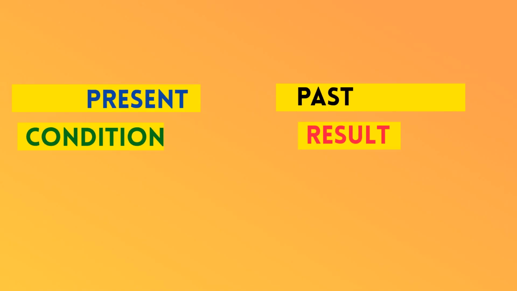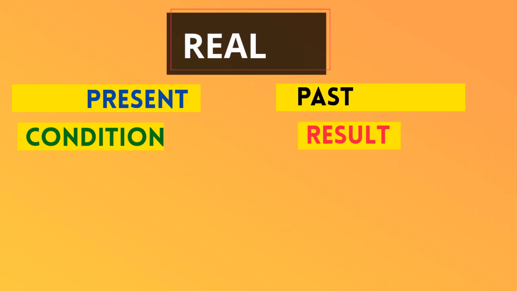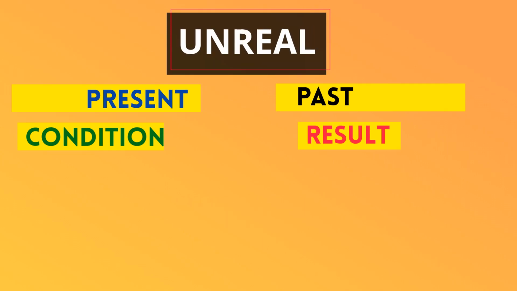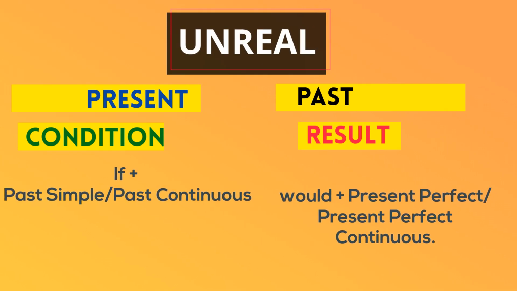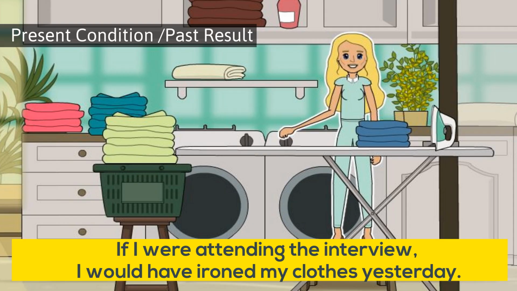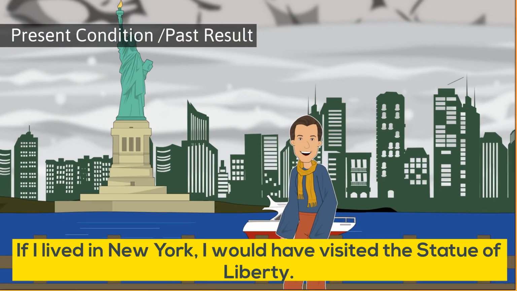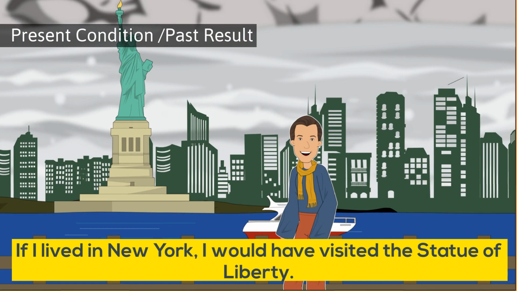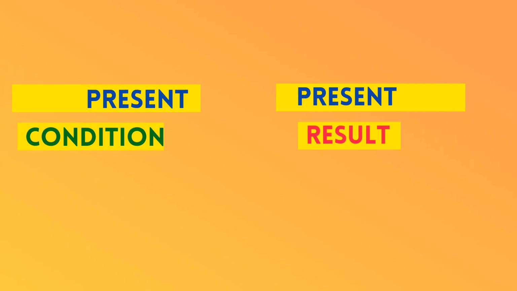Present condition, past result. Real. In reality, this scenario is not possible, so we have no examples here. For unreal, the condition is if plus past simple or past continuous, with the result would plus present perfect or present perfect continuous. If I were attending the interview, I would have ironed my clothes yesterday. If I lived in New York, I would have visited the Statue of Liberty.